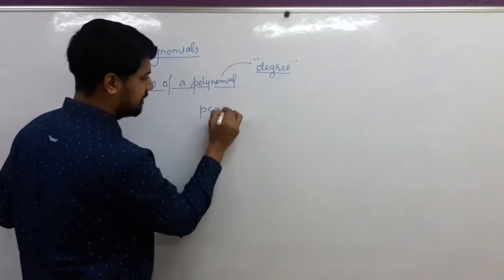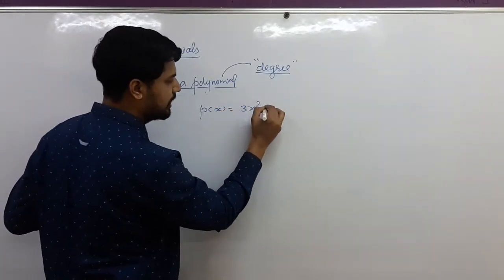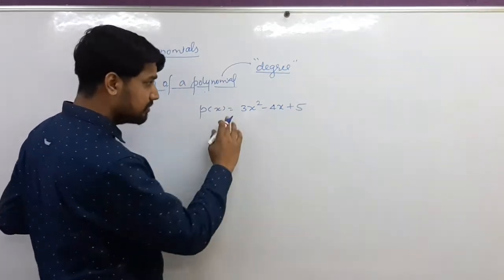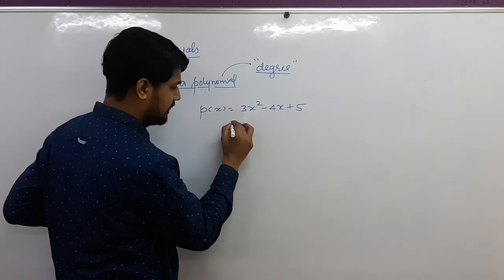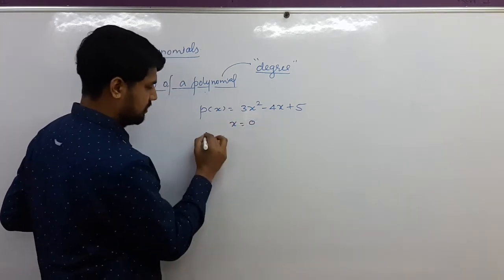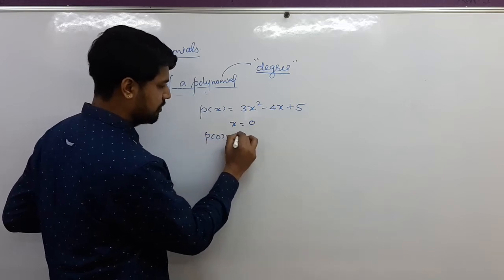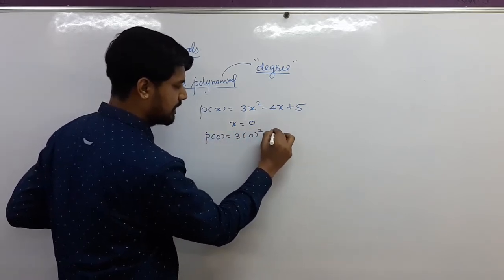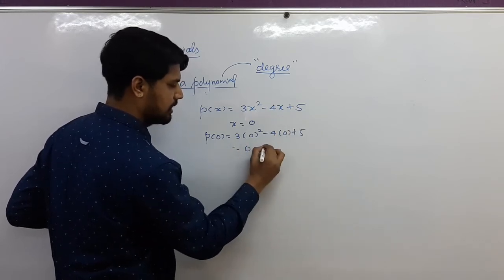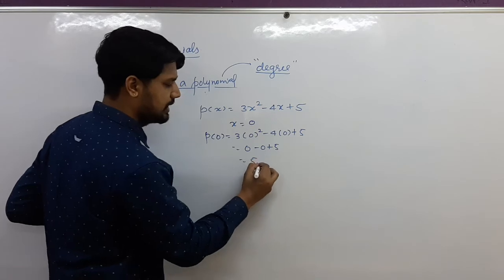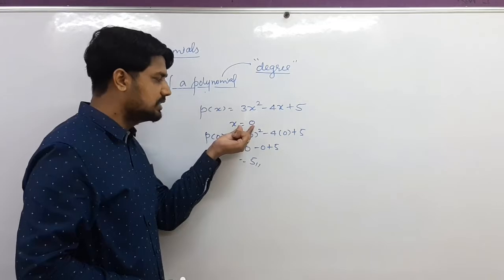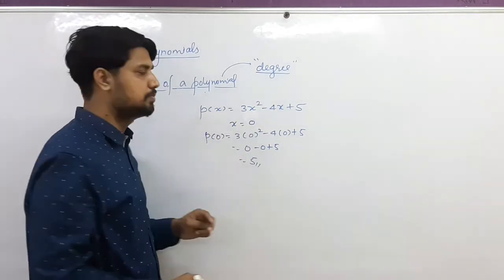Again, let's take one polynomial, any polynomial, 3x square minus 4x plus 5. Let's suppose x is equal to 0. So what will P of 0 be? 3 into 0 square minus 4 into 0 plus 5, 0 minus 0 plus 5, we are getting the answer 5. So for x equal to 0, we are getting 5. That means 0 is not a zero of this polynomial.